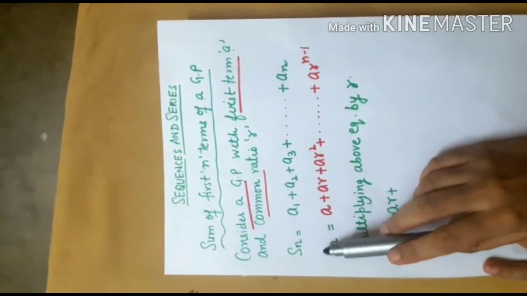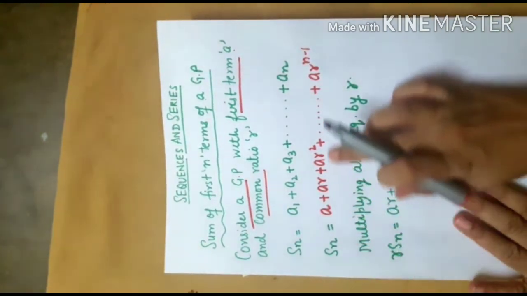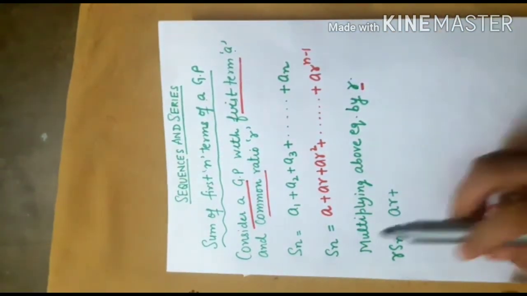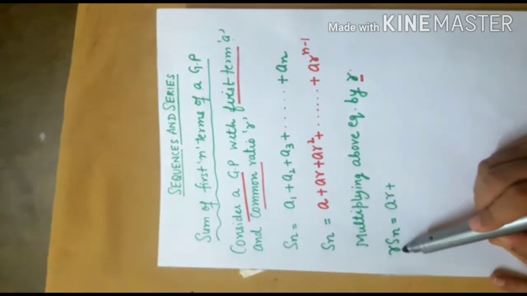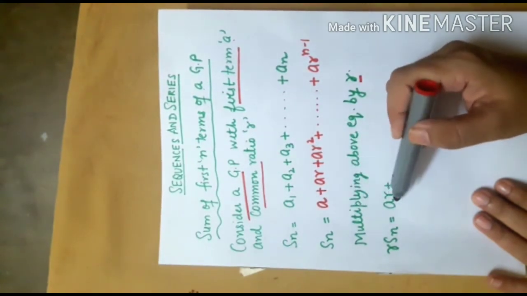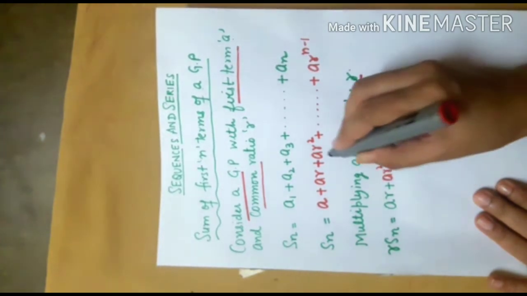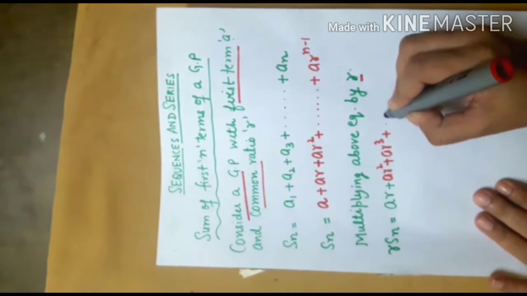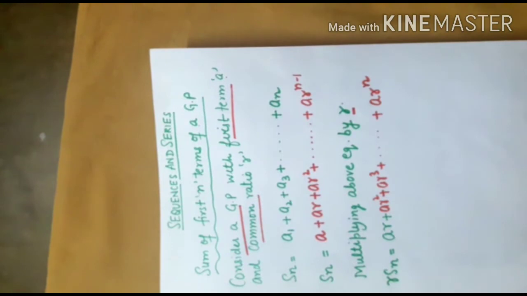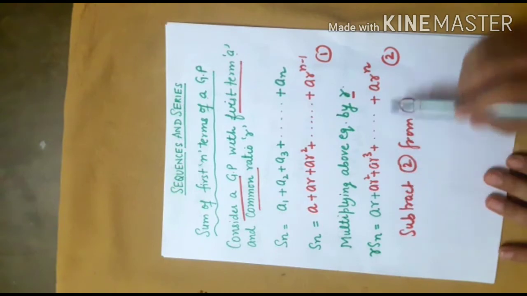Now I want to obtain the expression for Sn. So what I'll do, I'll multiply this by r on both sides. So here I'll get r into Sn. This a when multiplied with r will give you ar. This will give you ar square. This will become ar cube plus so on, and here I'll get a into r raised to the power n. Yes, this is the first equation. This is the second relation.